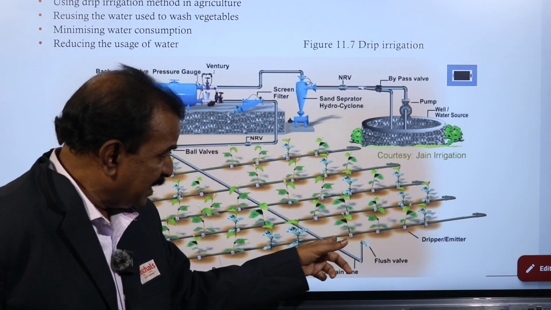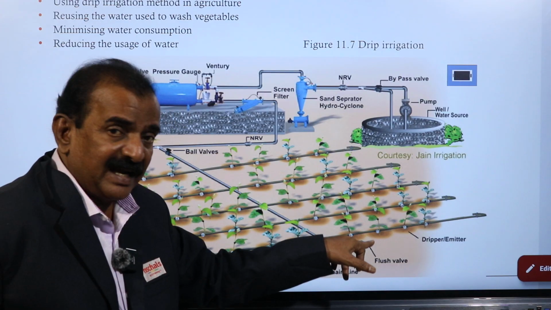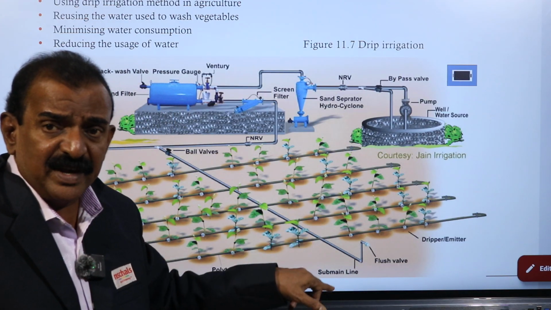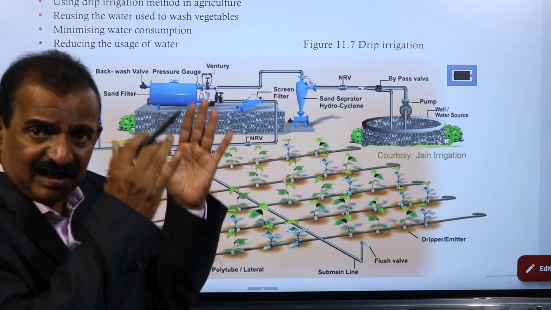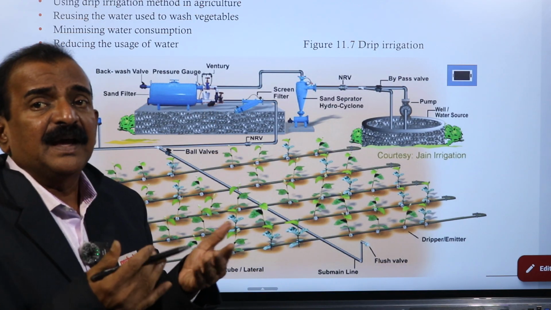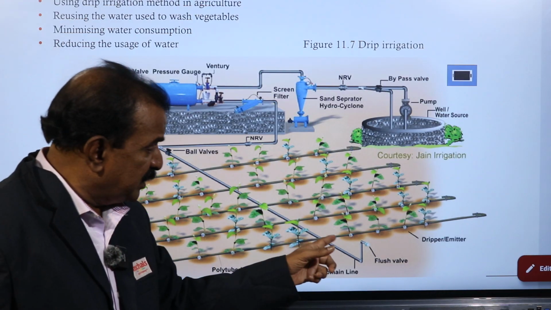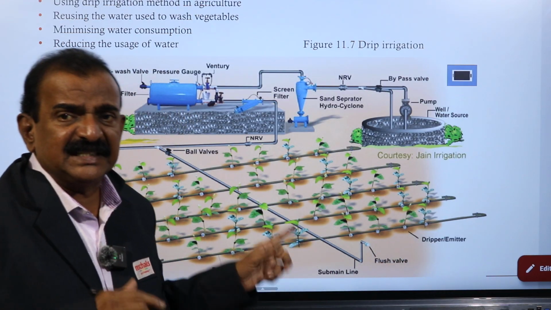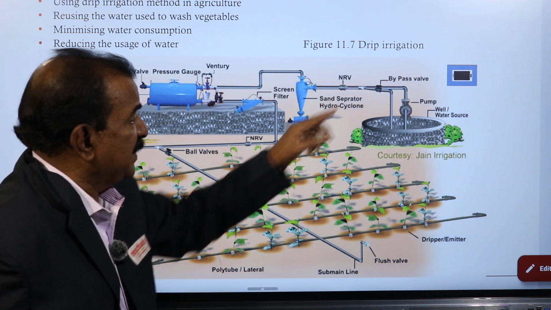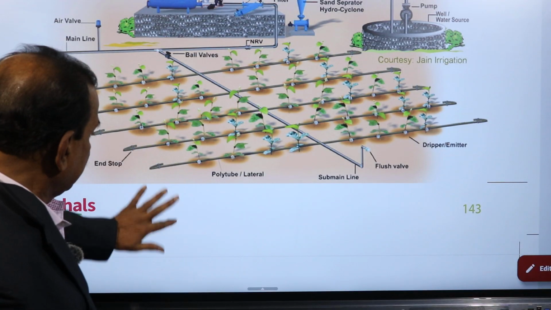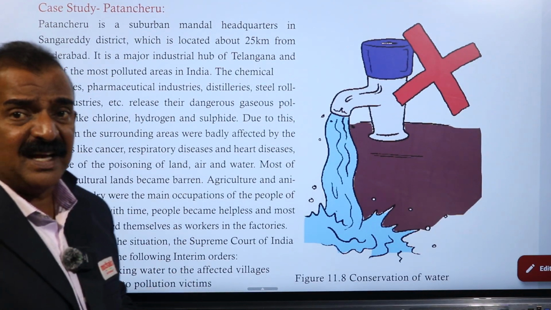And this is a pipe, and here there is no water coming out. And here only water comes out, and it is flowing, coming out where the root system of the plant is there. So in this way the plant is getting a sufficient amount of water through this dripper, and this type of irrigation method is called drip irrigation method. Children, now we need to understand another case study, that is Patan Cheru.